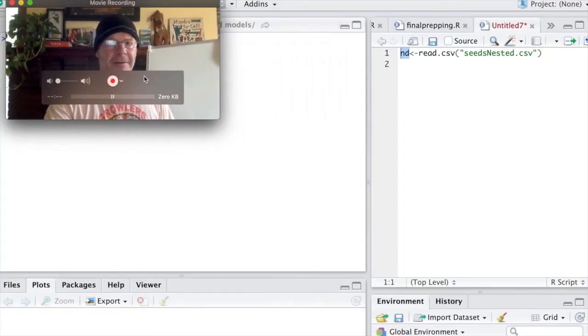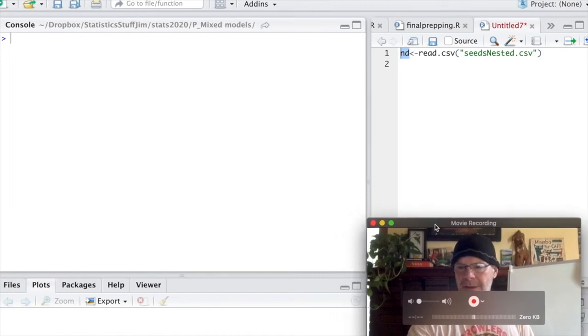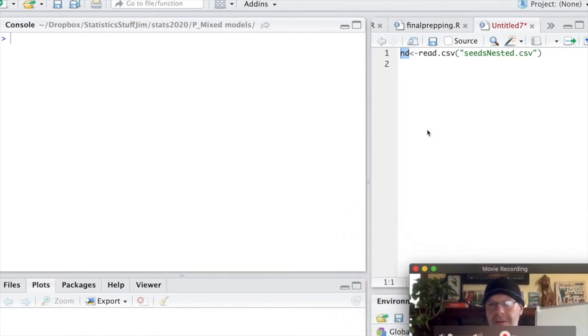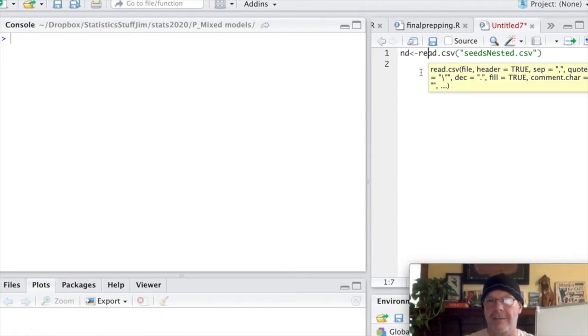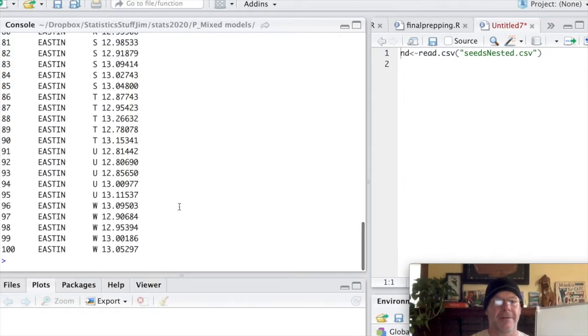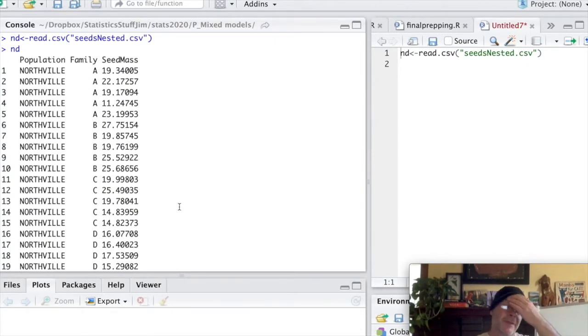And so I've uploaded some data, and before we talk about exactly what a nested design is, let's just look at data from a nested design. Here I have this object called seeds nested. So I can read that in, and we can take a look at that. Okay, so what do we have here?